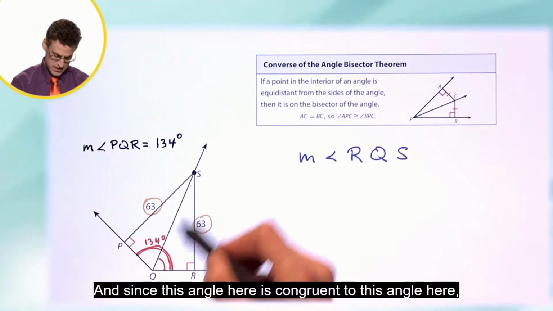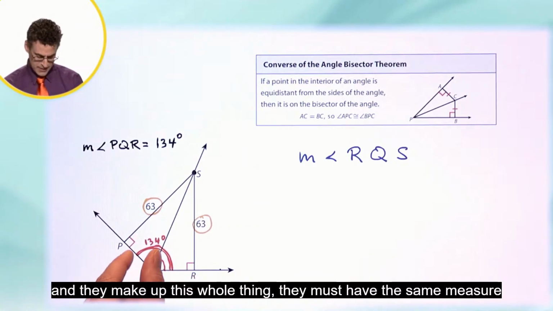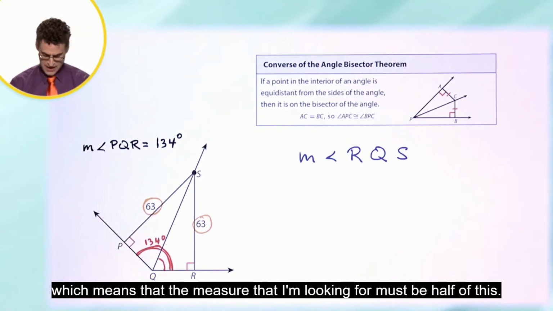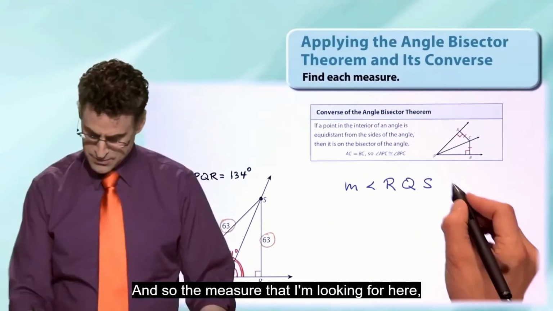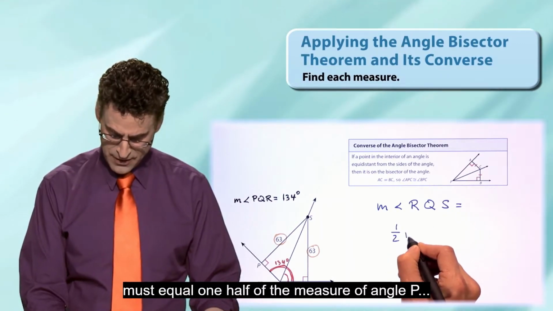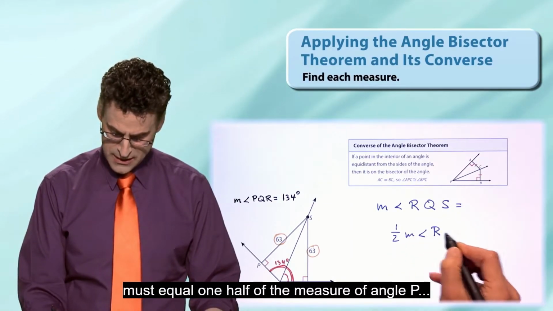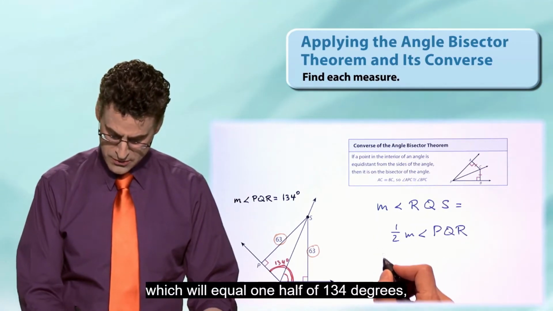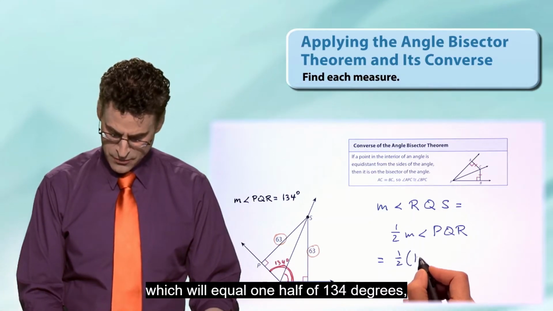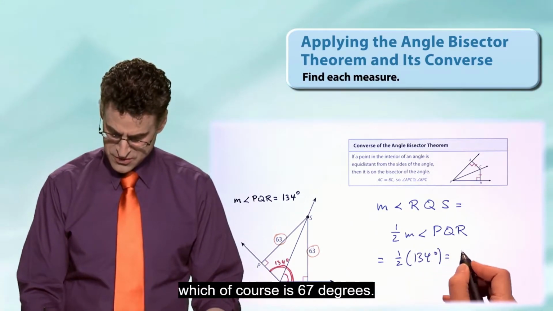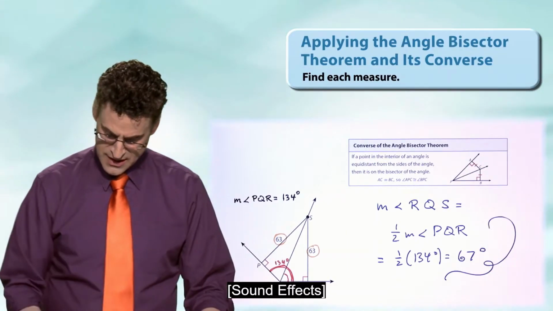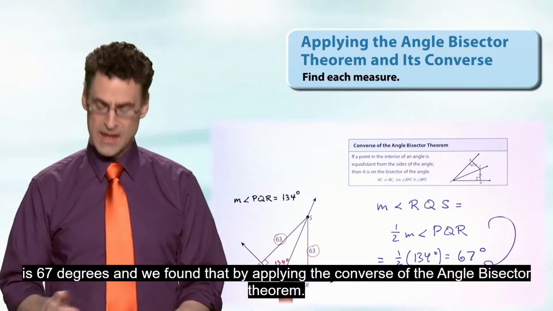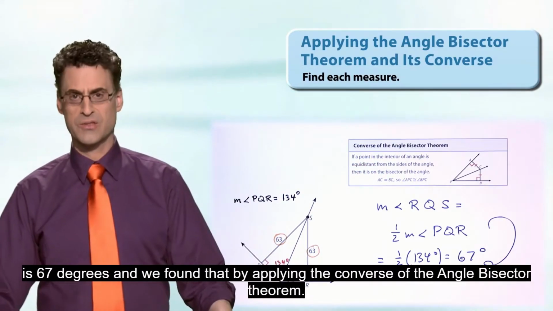And since this angle here is congruent to this angle here, and they make up this whole thing, they must have the same measure, which means that the measure that I'm looking for must be half of this. And so the measure that I'm looking for here must equal 1/2 of the measure of angle PQR, which will equal 1/2 of 134 degrees, which of course is 67 degrees. And so the measure that we were looking for in this example is 67 degrees, and we found that by applying the converse of the angle bisector theorem.